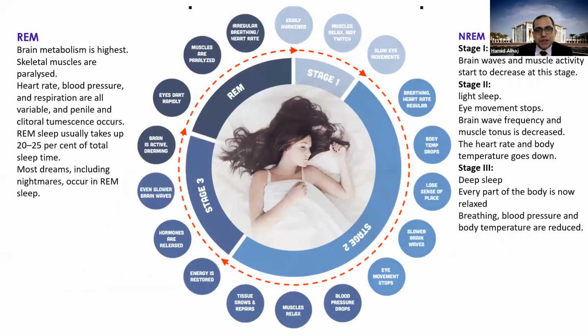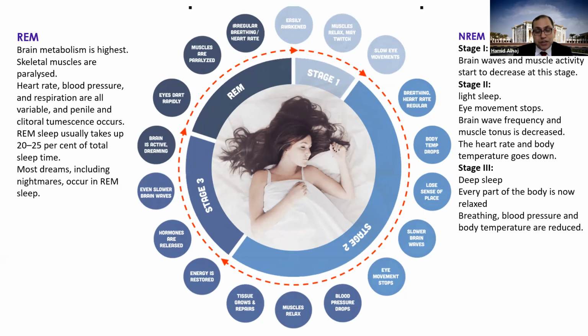So what happens when we start sleeping? There is stage 1 of sleep, when we start to feel drowsy, just feeling the sleep starting. The brain waves become slower, and the muscle activity starts to decrease. Then we go to the second stage, which we call light sleep, because at this stage the eye movement stops, the brainwave frequency and muscle tone decrease, and the heart rate and body temperature all go down. This is where the muscles start to relax and the tissue grows and repairs.